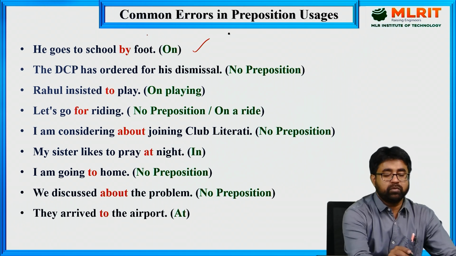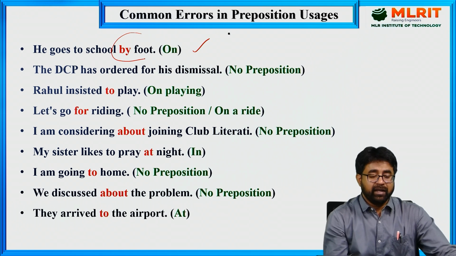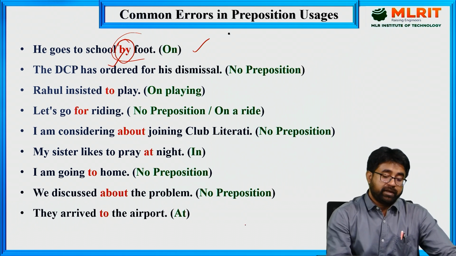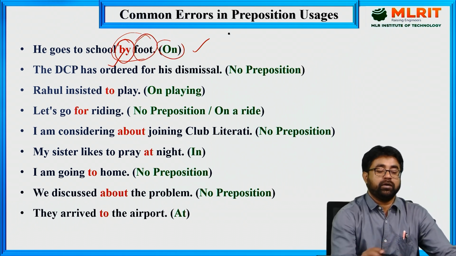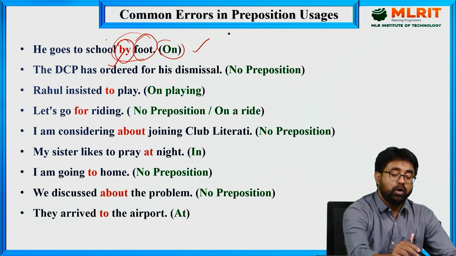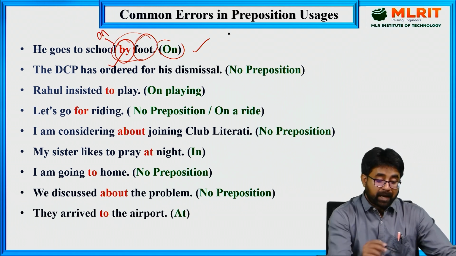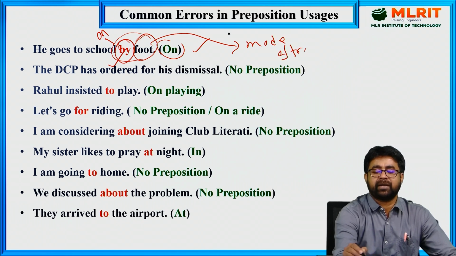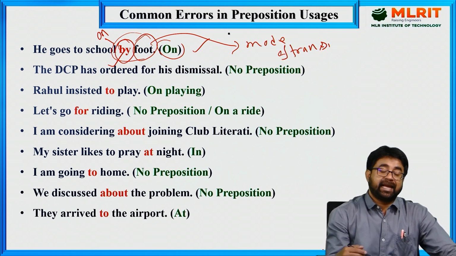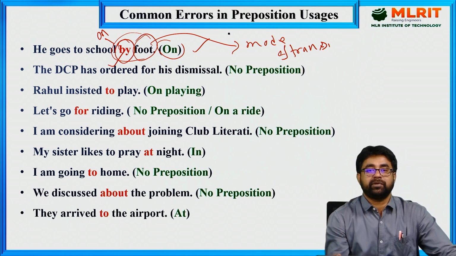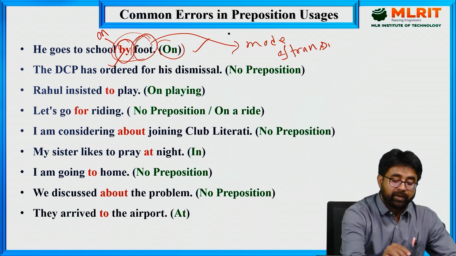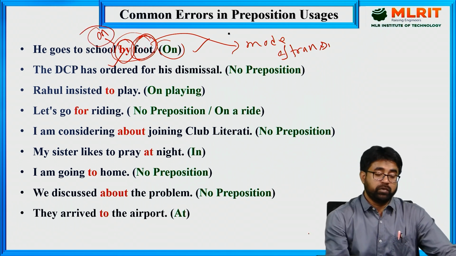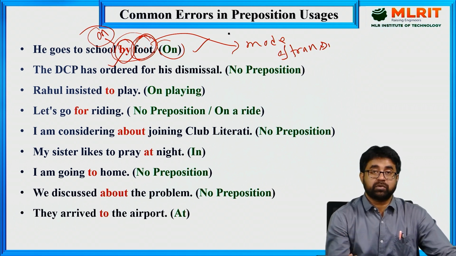So, he goes to school by foot. It apparently sounds fine, right? But you need to understand that this is wrong. That's why I put it in red font. Why is it wrong? Because whenever we are using the word foot, we have to use on. The correct sentence would be, he goes to school on foot, not by foot. By you can use if you are talking about a mode of transportation. Now what is a mode of transportation? You can see, I go to school by bus. Bus is a mode of transportation here. So in that case, it is fine. But whenever you are using the word foot, remember foot always takes this particular preposition only, on foot. So the correct sentence would be, he goes to school on foot.